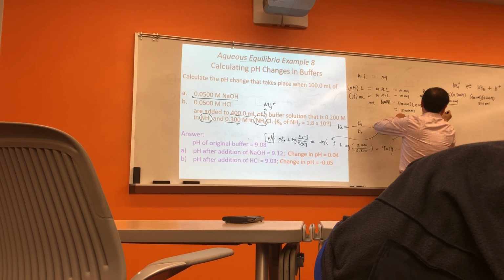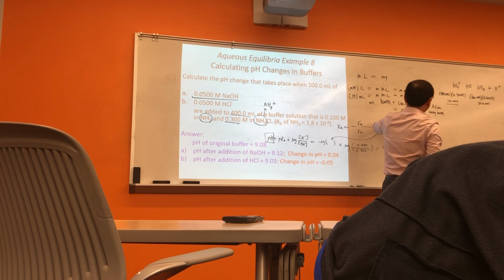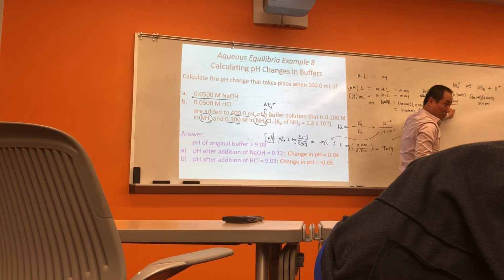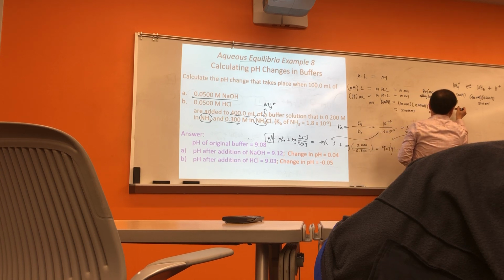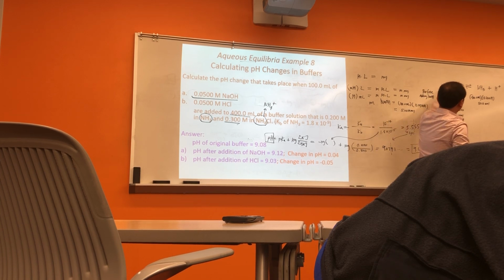adding hydroxide, 5 will be used. So 100 minus 5 means 115 millimole will remain as ammonia. But 5 millimole of ammonia will be turned into conjugate base. So I'm going to have here this plus 5, which means 85 millimole.